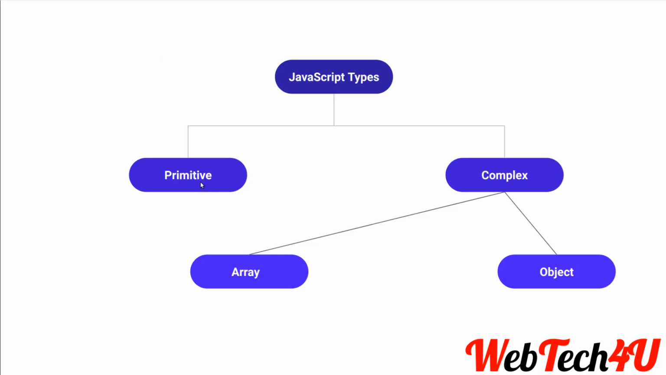In the previous tutorial we saw the 6 different primitive data types in JavaScript, and in this tutorial we are going to talk about the first complex data type, that is array, and we will see the object data type in the upcoming tutorial. So let's see what arrays are.